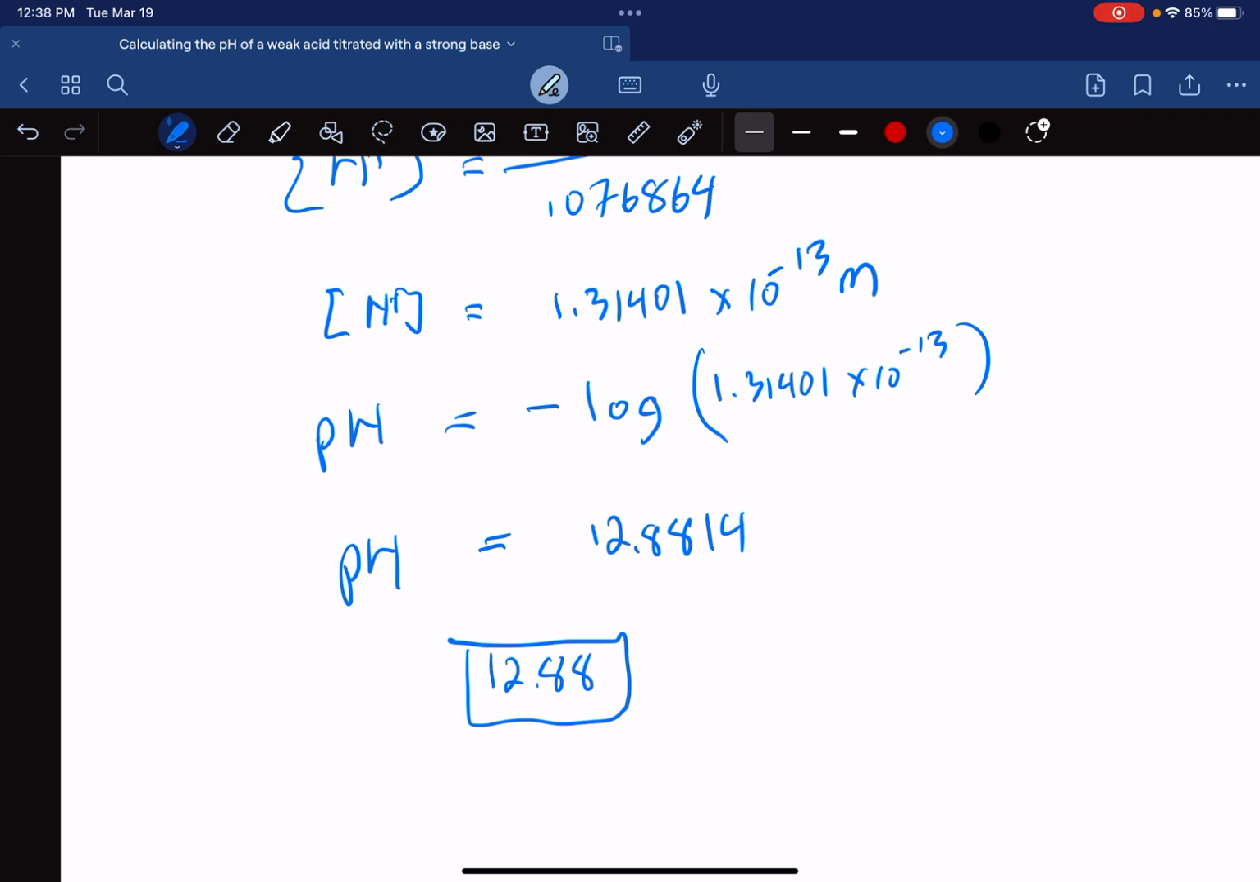As you try more of these, hopefully it'll become a little bit easier. I'd welcome you to watch the video I put on how to do titrations, particularly with weak acids and strong bases. Hopefully this has been helpful.